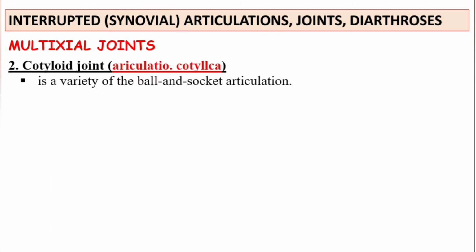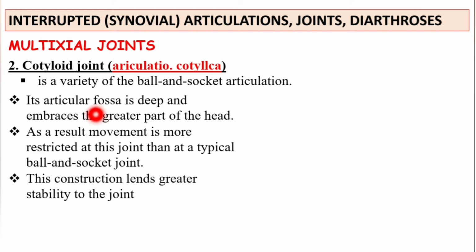The cotyloid joint, right? I said it's a variety of the ball and socket articulation. The articular fossa is deep and it embraces the greater part of the head. Unlike in the shoulder joint, it's not deep, it's very shallow. Therefore, there is a wide range of movements in the shoulder joint compared to the hip, right? So a hip joint is an example of the cotyloid joint.